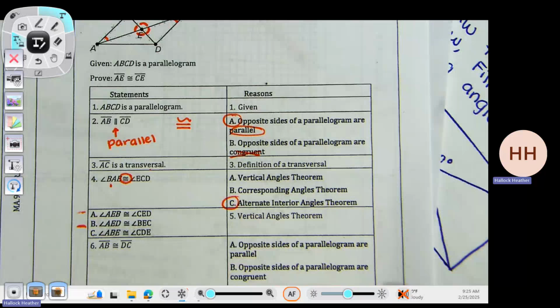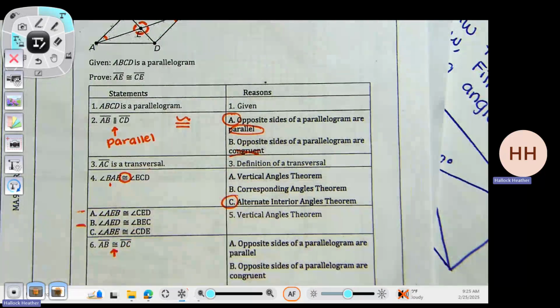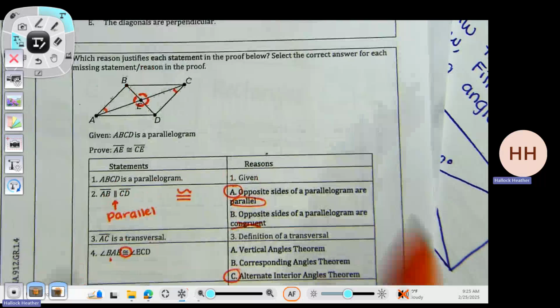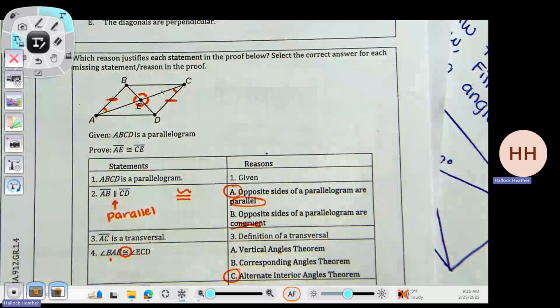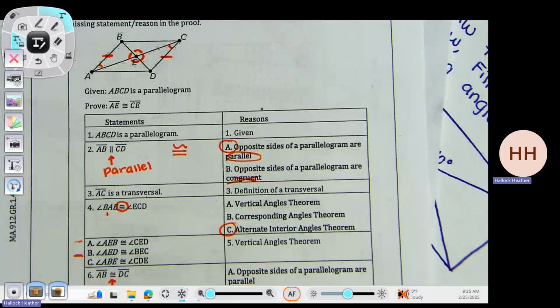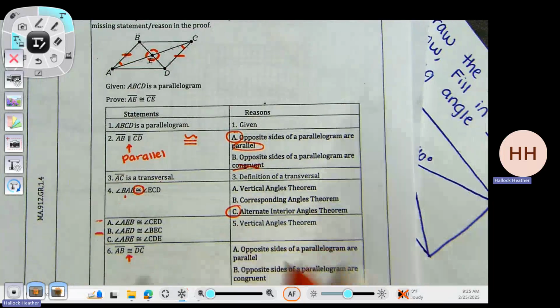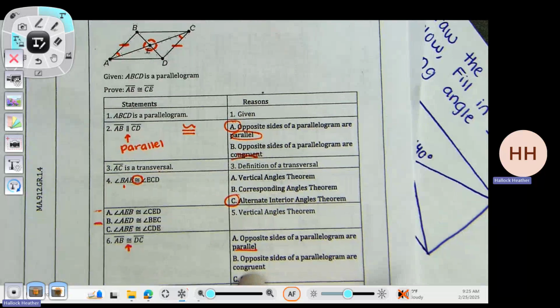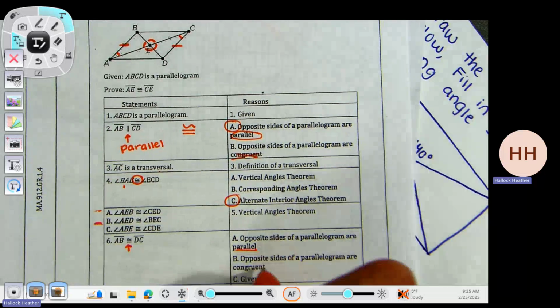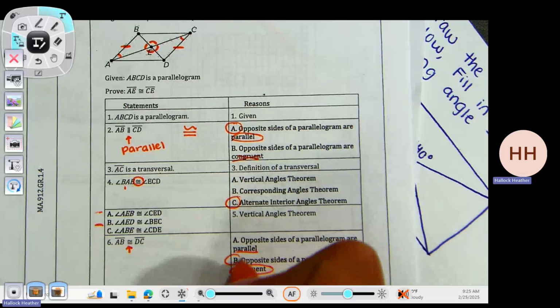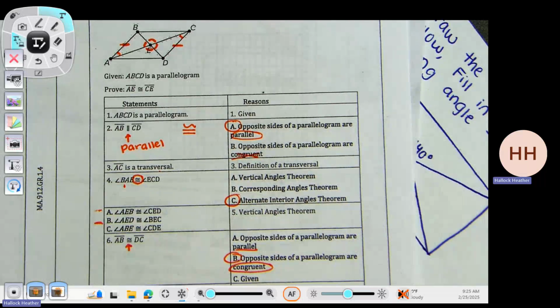The next thing says AB is congruent to CD. So this is a congruency statement. It says it's equal, so I'm going to mark it. AB is congruent to DC. And then I want to know, are those opposite sides parallel, or opposite sides congruent, or is it a given statement? We're talking about congruency, so they are congruent. So B is your answer.